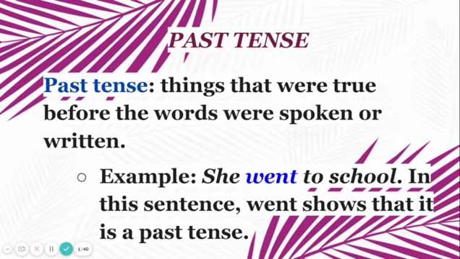In the sentence you can see that it is not present tense, as she already went to school, right? If it were present tense, we would say she goes to school, right? Now you can identify the difference between goes and went, right? Goes denotes the present tense, and went denotes the past tense, that has already been done before the words were spoken or written.